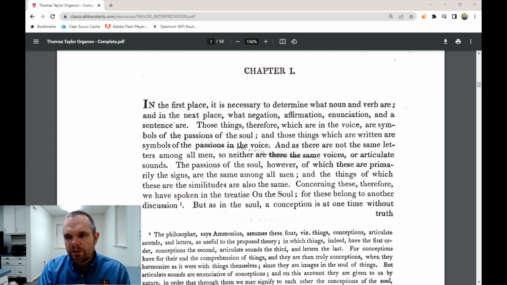Those things which are written, so now we're not talking about those things which are spoken, we're talking about those things which are written words. Written words are symbols of the passions in the voice. Okay, so we have a comparison here that helps us to understand things. When we write with letters, symbols that represent spoken words.